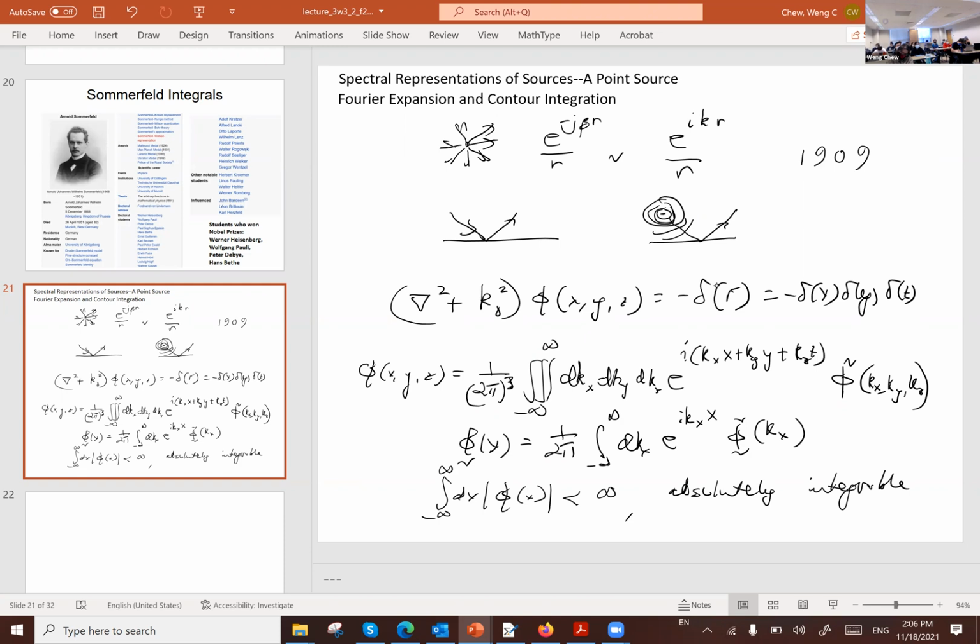I can prove it, but it would take a long time. You can read the lecture notes, and then you can solve it. Why do we need absolute integrability for the Fourier transform to exist? So let's assume that this function is absolutely integrable. Then we can write it in this manner.